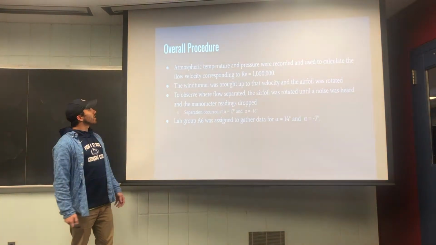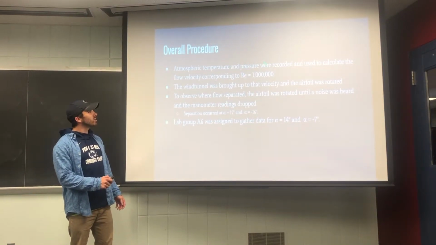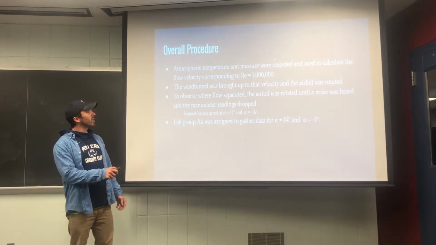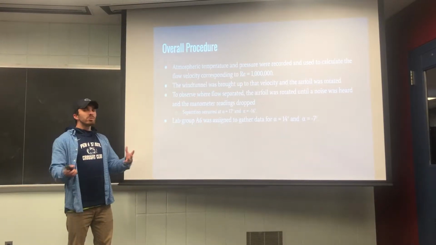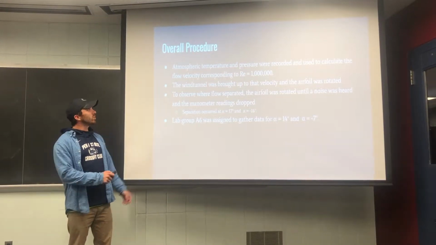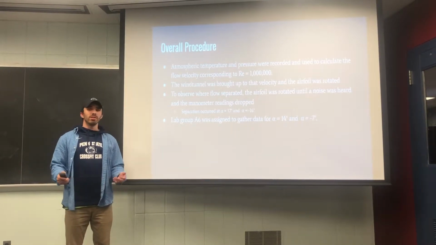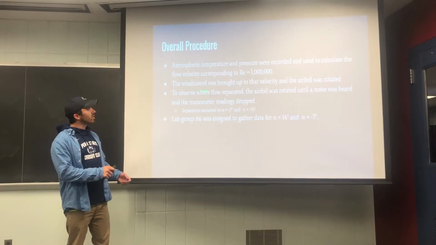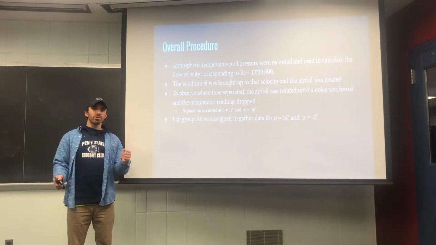So the overall procedure: we started by measuring the atmospheric temperature and pressure in the wind tunnel in the lab, and we used that to calibrate the wind tunnel to get to a Reynolds number around 1 million. But we found that to get that Reynolds number, we need to operate the wind tunnel at around 100 feet per second. So the wind tunnel was brought up to that velocity, and we could rotate the airfoil and change the angle of attack.